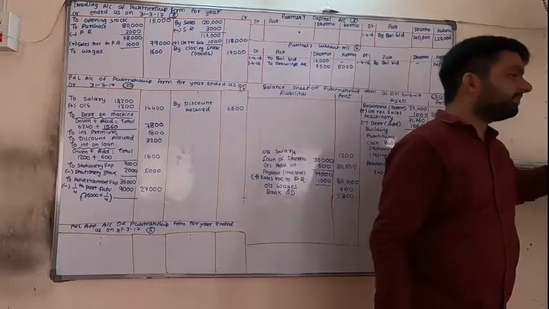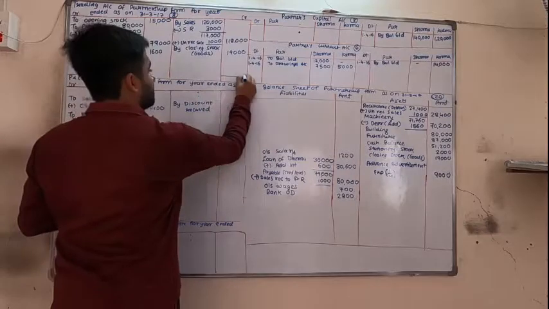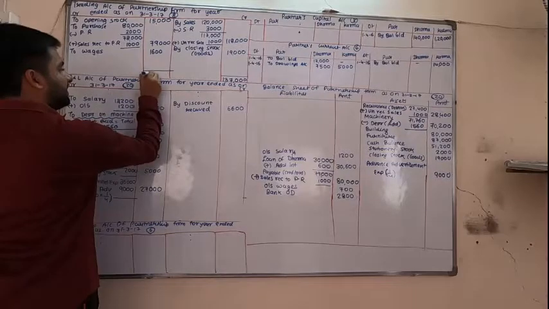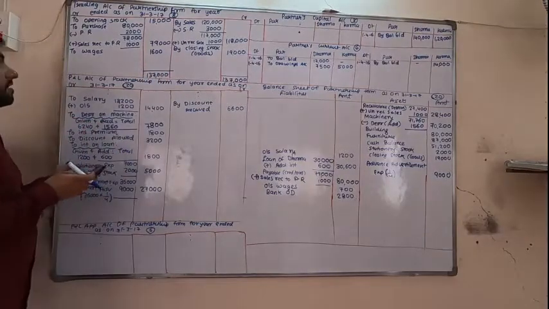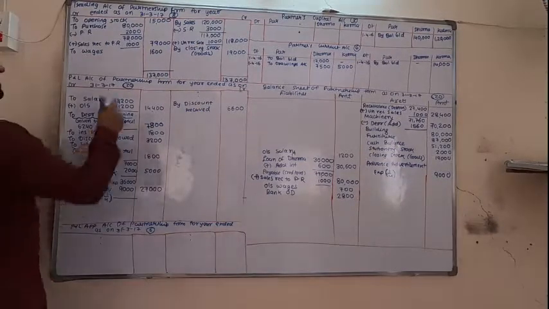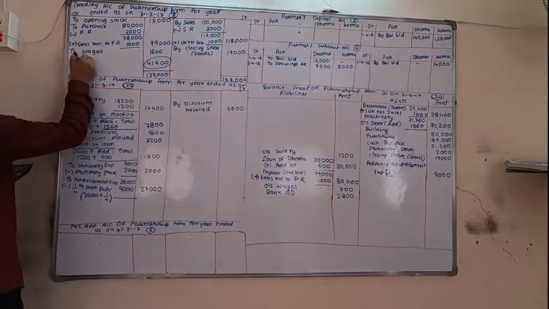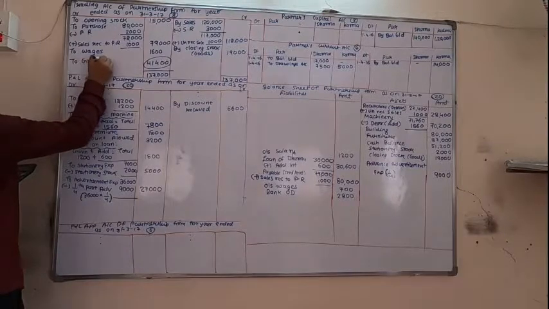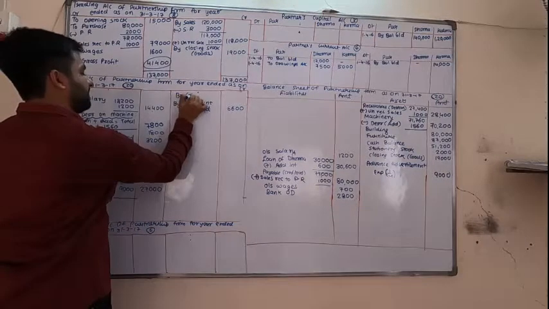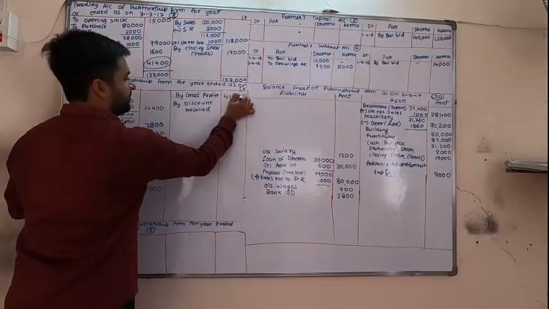Now closing the sum. 1,18,000 plus 19,000, 1,37,000. 1,37,000 minus 15,000 minus 79,000 minus 1,600, 41,400 to gross profit. Okay, here by gross profit 41,400.